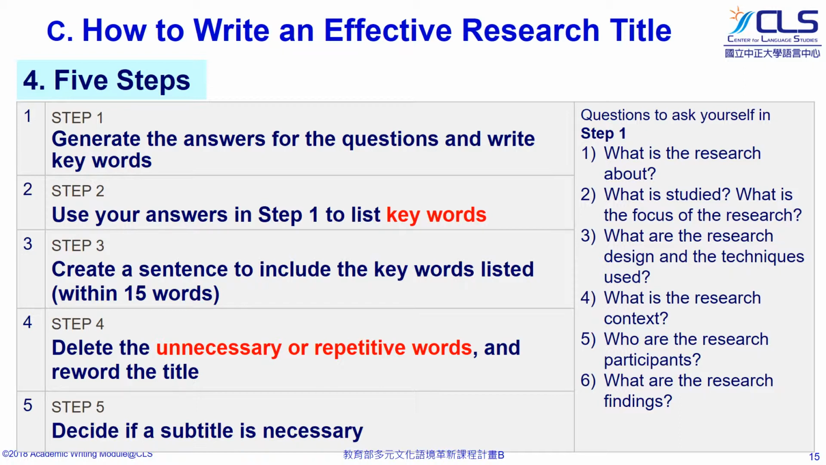In Step 2, you can use the answers in Step 1 to list keywords. Step 3, create a sentence to include all of the keywords in no more than 15 words. Step 4 is to reread the title and try to delete the unnecessary or repetitive words and reword the title. The last step is to decide if a subtitle is necessary.